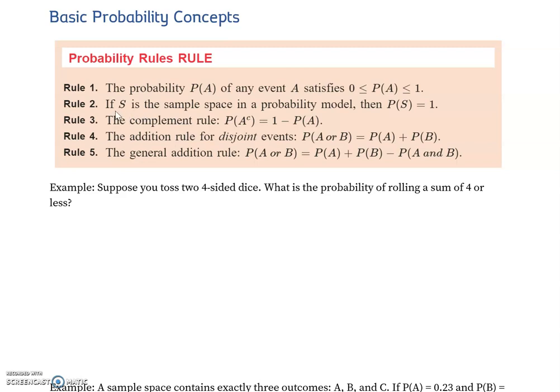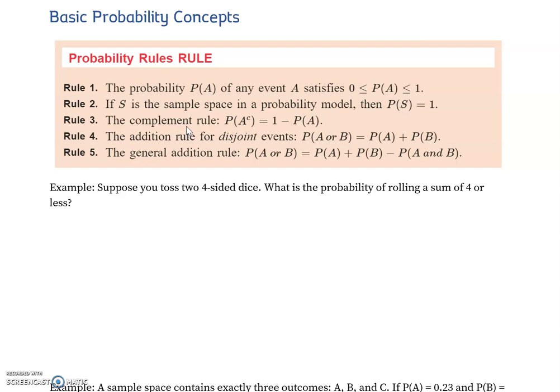We talked about sample spaces before, so if S is the sample space in a probability model, then the probability that we land in the sample space is 1. If it's not 1, that means there's some outcome we did not account for in our sample space. We've got to go back and adjust that.